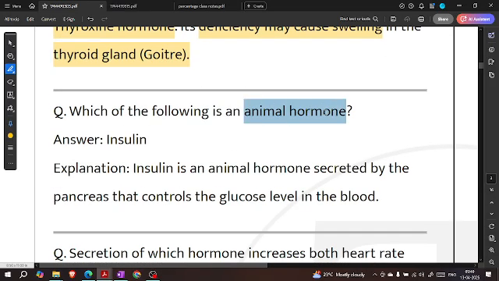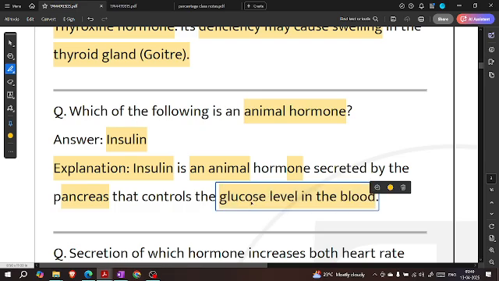Which of the following is an animal hormone? Insulin. Insulin is an animal hormone secreted by the pancreas that controls the glucose level in the blood.